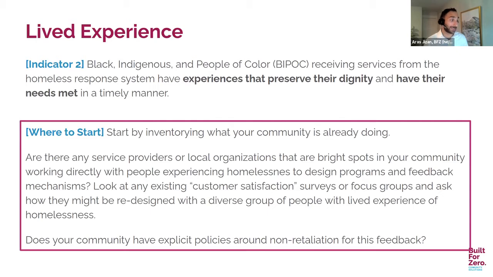And then lastly, sort of a cut and dry thing to look at is, does your community have explicit policies around non-retaliation for feedback? And our hope again is that within the coming weeks, we can have some templates for what that might look like. I'm sure that there are some communities who have versions of this that you feel pretty confident or good about, or individual agencies or providers. If you do, we'd love to have you share them with us so that we can share them with other folks. But I'll pause here and would love to hear what questions are coming up in the chat.